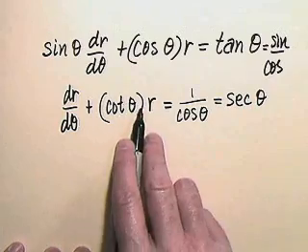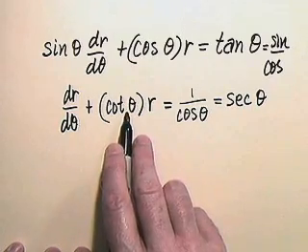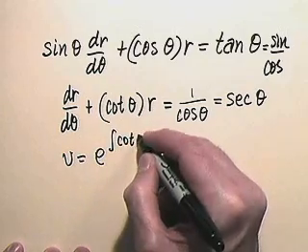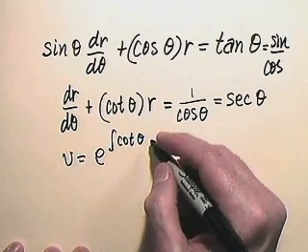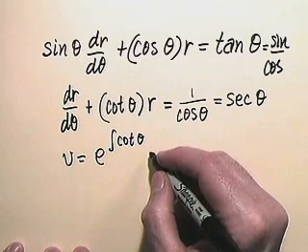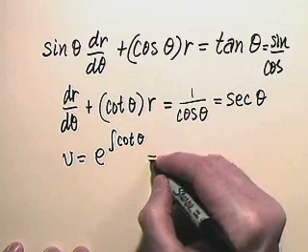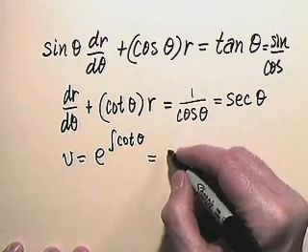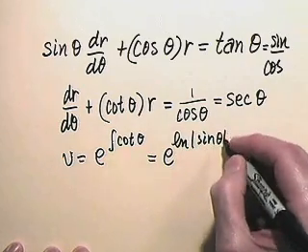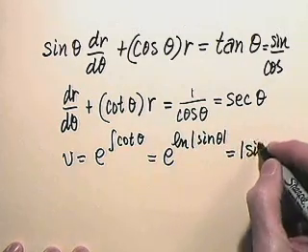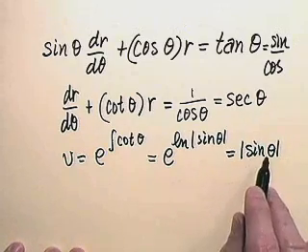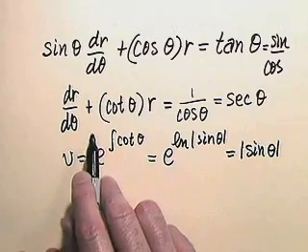So now we see, in effect, the thing we call P is cotangent of theta. So v is e to the antiderivative of cotangent theta. Well, the antiderivative of cotangent theta is natural log of absolute sine theta. So here we'll get e to the natural log absolute sine theta, and so that's the absolute value of sine theta. So what we want to look for is that sine theta is an integrating factor.